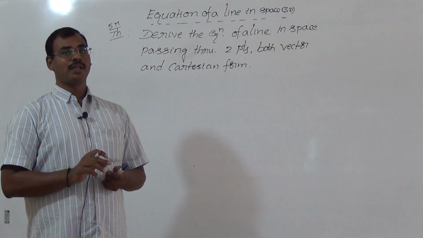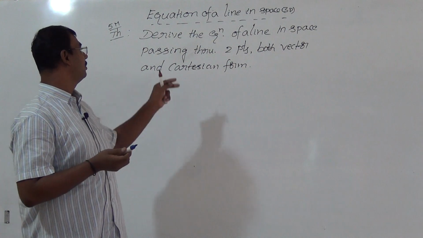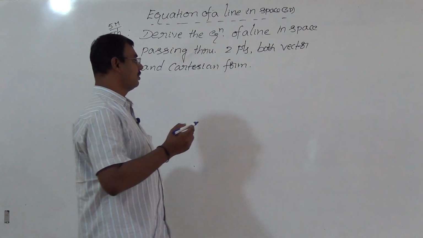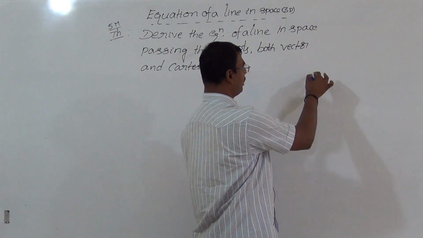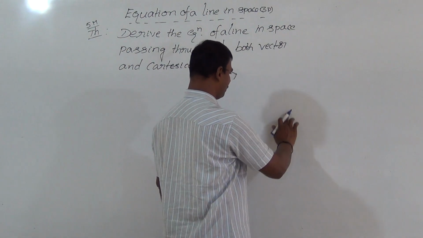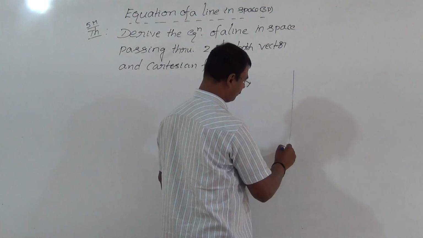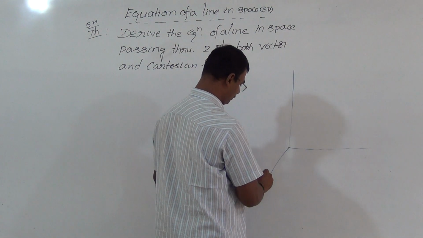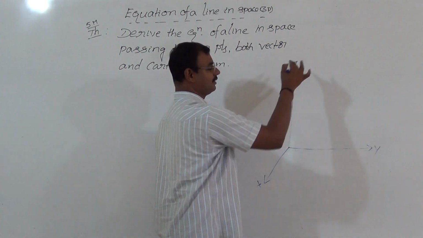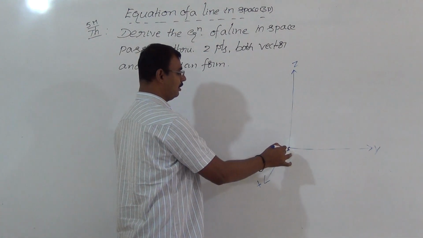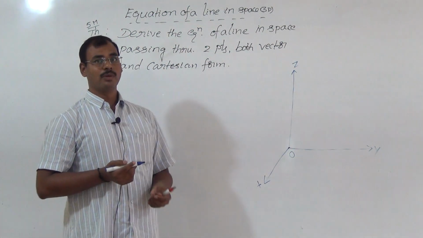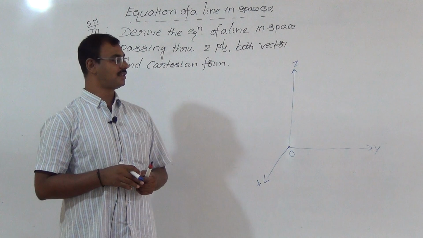Now how do we derive this equation of a line? Let us take 3D space, three-dimensional geometry. X-axis, Y-axis, Z-axis. Let O be the origin. OX, OY, OZ form a Cartesian system.